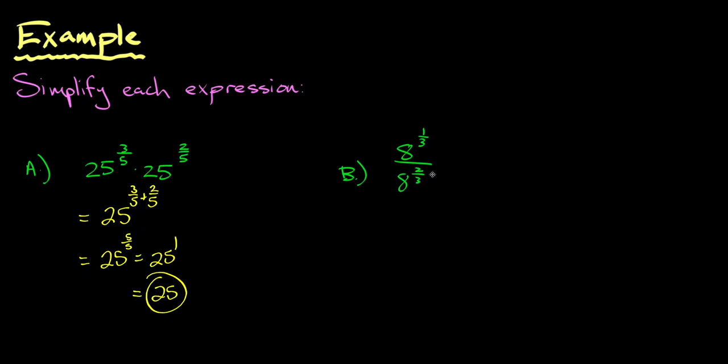Second one, because I have 2/8 that are being divided, I can subtract their powers, top minus bottom. So I'm going to do 1/3 minus 2/3. Well, that one's a slight issue. I got negative 1/3.